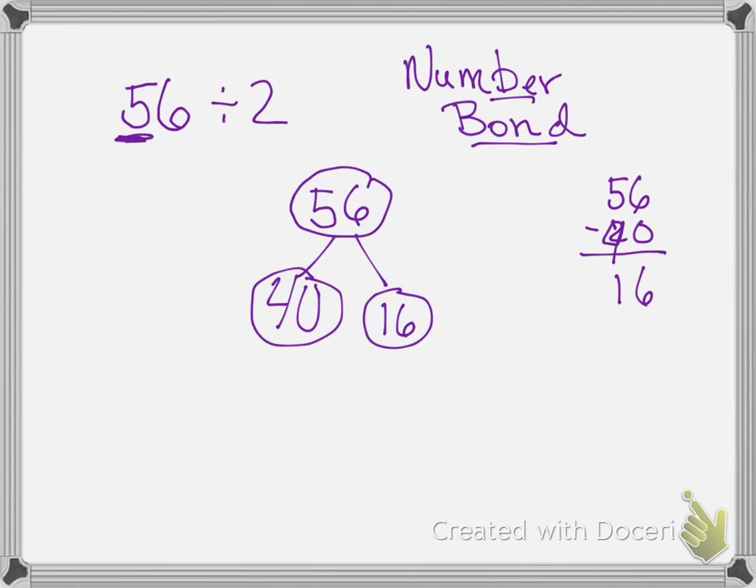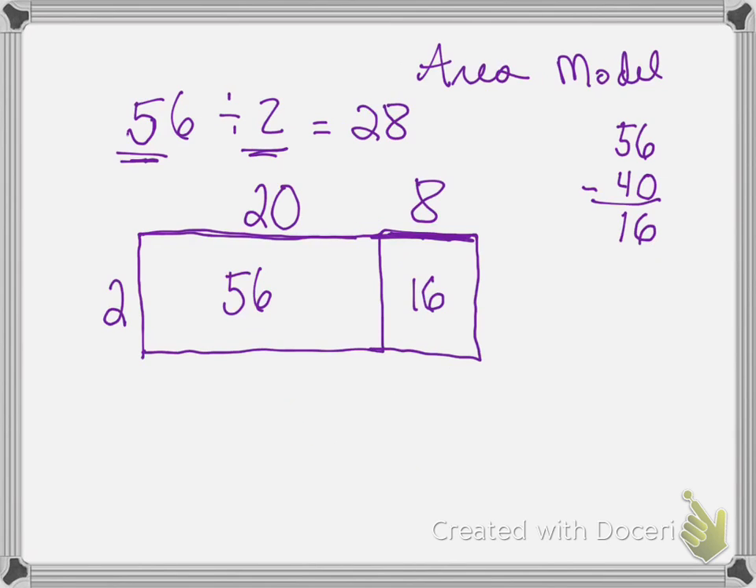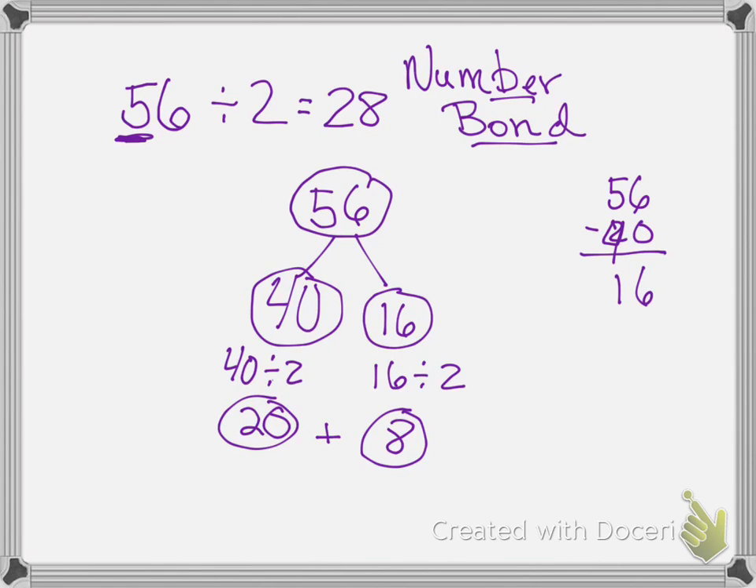Now we need to break down and divide by 2. So 40 divided by 2 is 20, and 16 divided by 2 gives us 8. So we need to add up those two numbers, and we get 28 as our answer. And if you look, our number bond answer was 28, and with our area model method, we got 28. So either way is acceptable to help us with division.